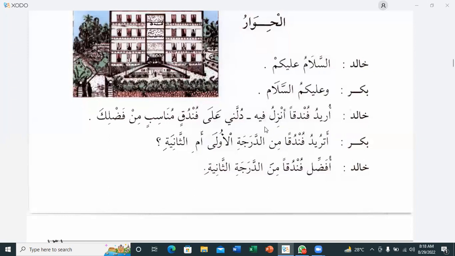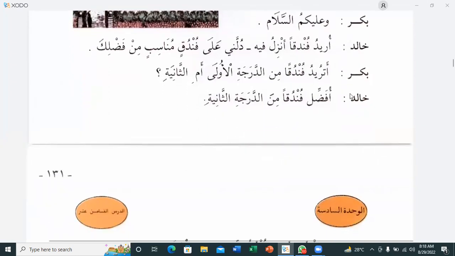Khalid: Uridu fundukan anzilu fihi. I want a hotel to stay in. Dullani ala fundukin munasibin min fadlik. Please show me a suitable hotel. Bakar: A turidu fundukan? Do you want a hotel? Min ad-darajatil ula, from the first floor. Ad-darajatil ula, the first floor.